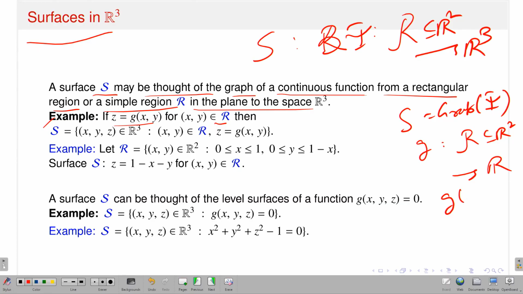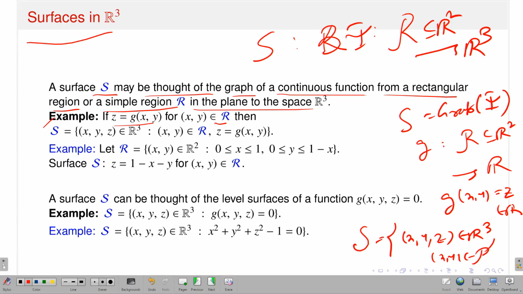Okay, so G of xy that I am denoting as Z, which is in R, will give you a surface. What is that surface? I will say take S, which is nothing but all those x, y, z in R3 such that x comma y is in R, that means it is a subset of R2, and z is nothing but g of xy. So that will give you an example of a surface.